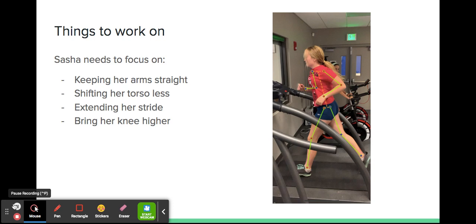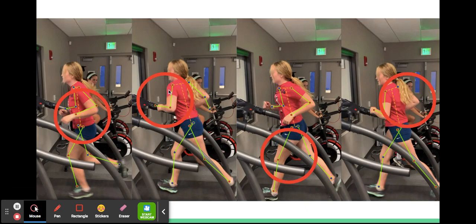As I mentioned, the things Sasha needs to work on are keeping her arms straight, shifting her torso less, extending her stride, and bringing her knee higher. Again, here's just a little breakdown image of these. We can see really up close how much her torso is really moving because of her arms. Again, we can see that arm coming across here too, and then just the knee not moving as much as it should.